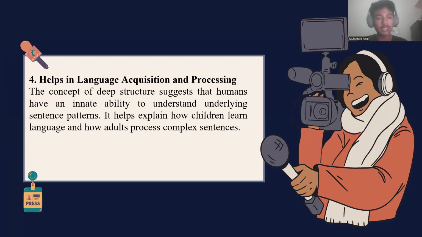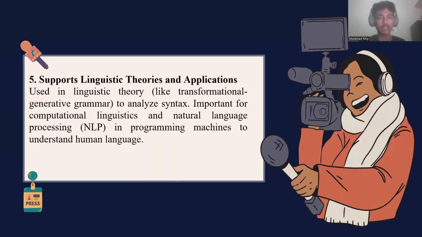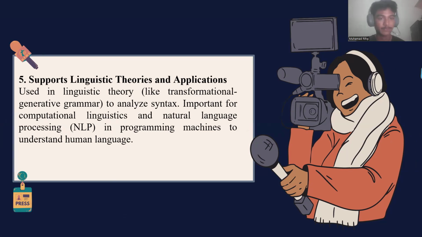Number 4, helps in language acquisition and processing. The concept of deep structure suggests that humans have an innate ability to understand underlying sentence patterns. It helps explain how children learn language and how adults process complex sentences. Number 5, supports linguistic theories and applications. Used in linguistic theory, like transformational generative grammar, to analyze syntax, and important for computational linguistics and natural language processing, or NLP, in programming machines to understand human language.